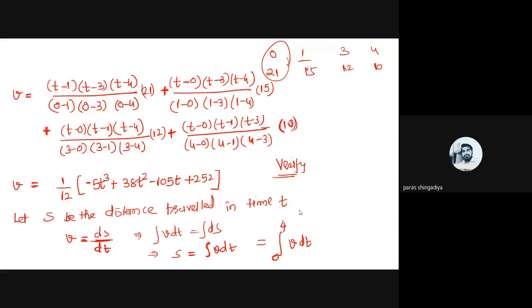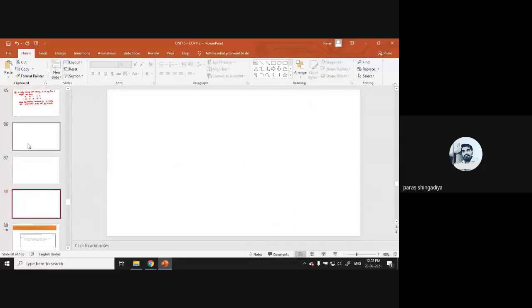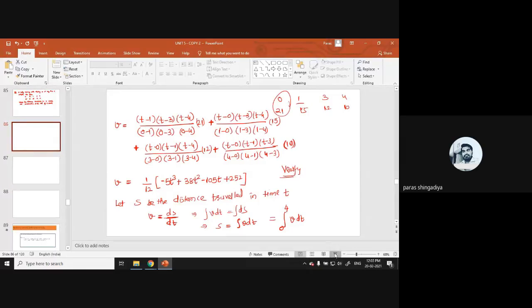Okay, so here in this equation, first we require the integration with respect to t only, and then after that we'll get one answer. So minus 5t cube. The limits are 0 to 4, and 1 by 12 you can take outside. It is minus 5t cube plus 38t square minus 105t plus 252 dt.